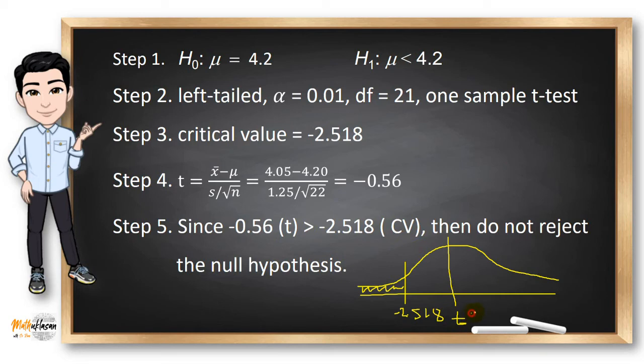Since the t, which is negative 0.56, is not in the critical region, or it's in the non-critical region, therefore, we need to retain the null hypothesis. So our decision is do not reject the null hypothesis. So we will not reject this and we will cross this out. Therefore, we don't have enough evidence to support the claim of the barangay captain because there is no significant difference in the population mean.